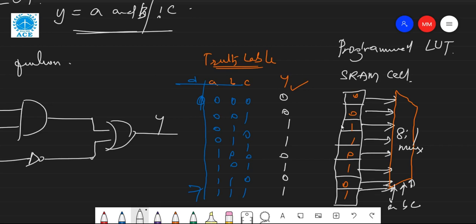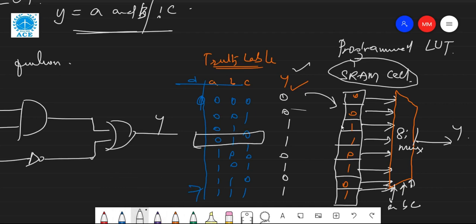So this is the SRAM cell, one of the techniques. Whenever your truth table output is there, it is stored in the SRAM cells, which are connected to the mux, in this case an 8 into 1 mux, and you will get the output Y. In this fashion the lookup table functions. Suppose my input ABC is, for example, this one, then this one is high and it will be selected here. Whatever value is selected goes to the output level.